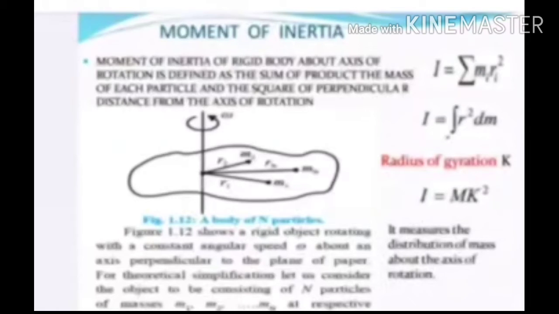Let us consider the object consists of n number of particles, and the particles have masses m1, m2, m3, mn, and these particles are situated at distances r1, r2, rn from the axis of rotation.